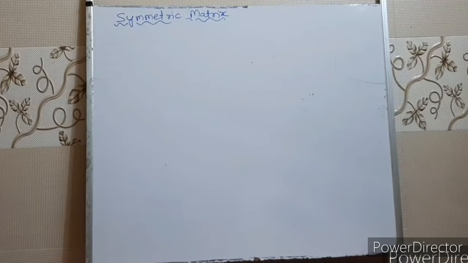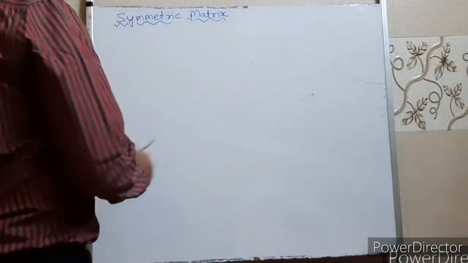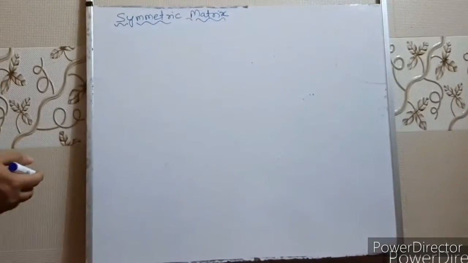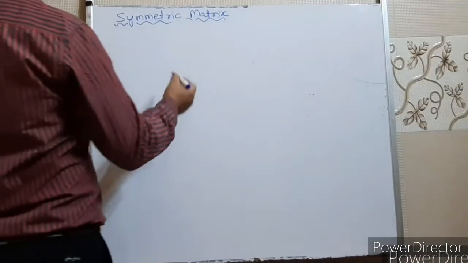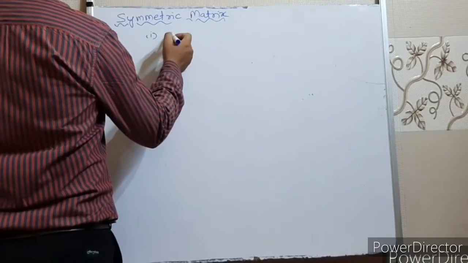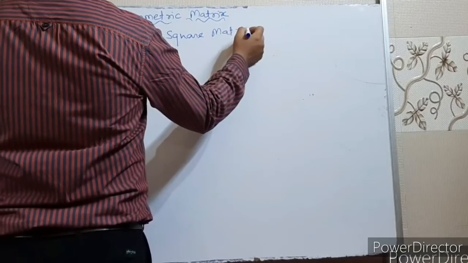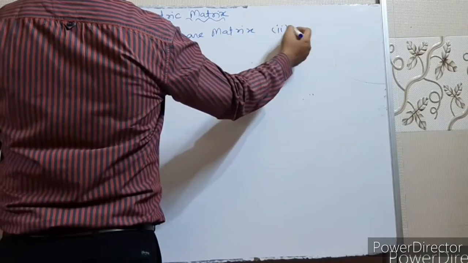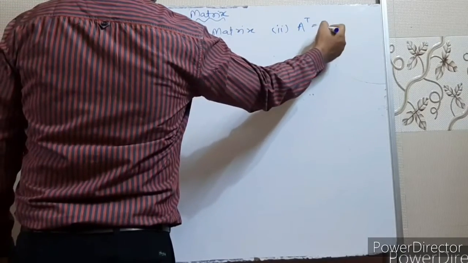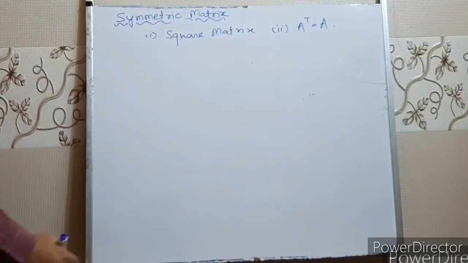Children, now we study about symmetric matrices. What is a symmetric matrix? There are two conditions that must be fulfilled for a matrix to be symmetric. Number one, the matrix must be a square matrix. Number two, the transpose of the matrix must be equal to the matrix itself.